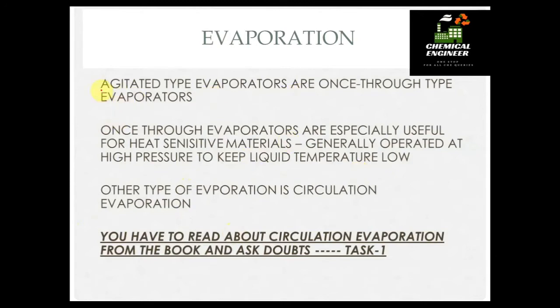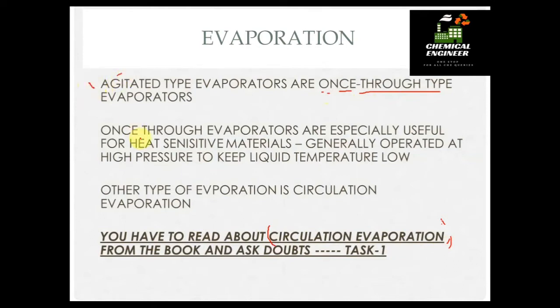Before starting the main video, you should have a clear understanding of what a once through type evaporator is and what a circulation type evaporator is. There are generally two types of evaporator: once through type and circulation evaporator. These agitated type evaporators are once through evaporators.